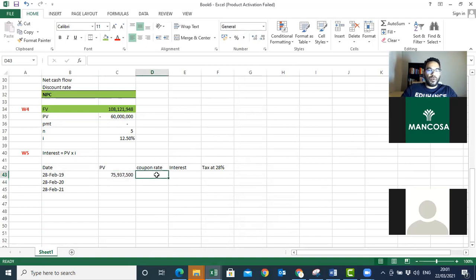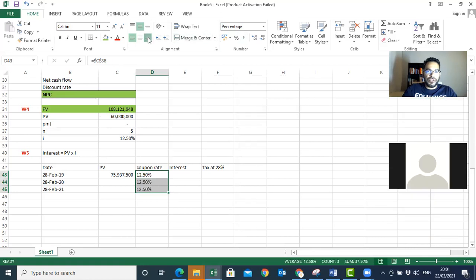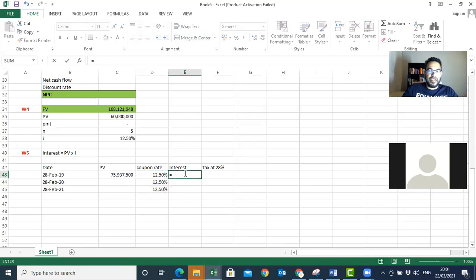The coupon rate will remain the same. What is the coupon rate? It is that 12.25. The agreed upon rate, the contractual rate. So that will remain the same throughout. So I'm going to make this F4. So now absolute value it, so I can just drag it down. There we go. So using the formula, interest is present value multiplied by the coupon rate, 12.25.